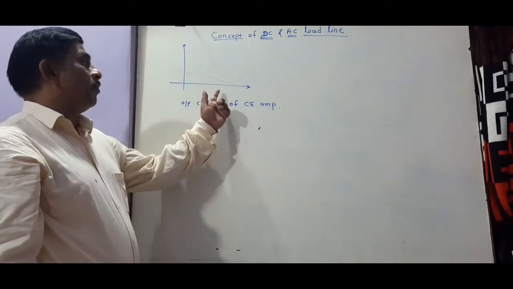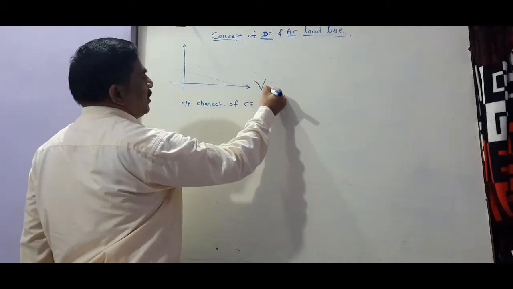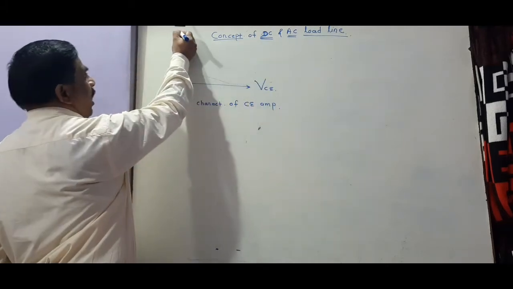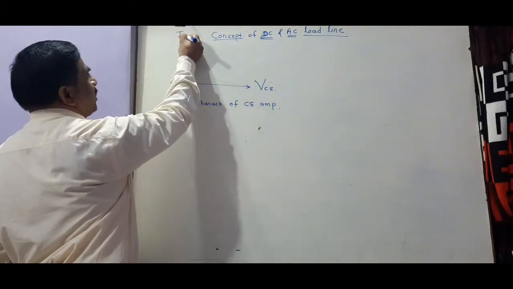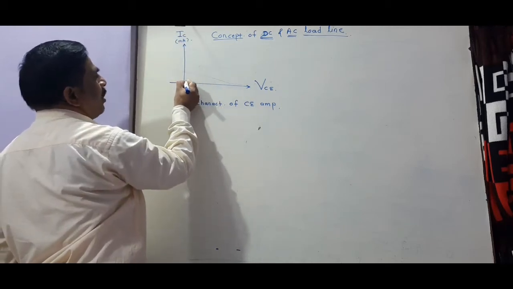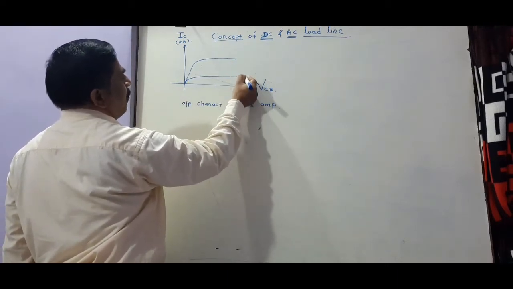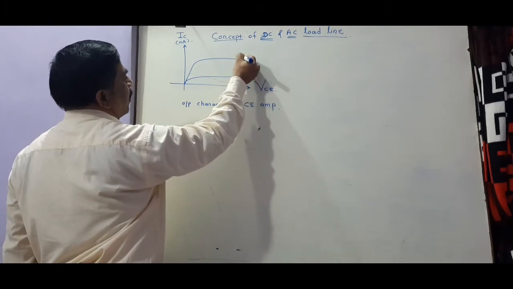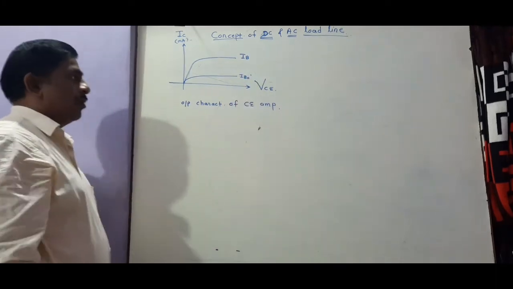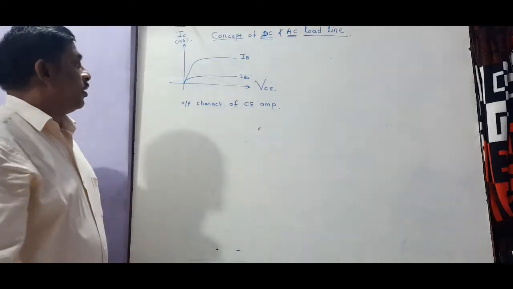The output characteristics is a graph between the output voltage VCE, that is the collector to emitter voltage, and the output collector current IC, generally expressed in milliampere, at a constant value of base current.